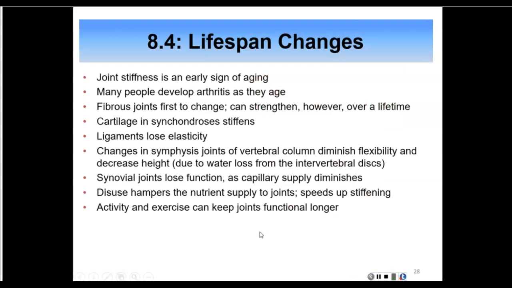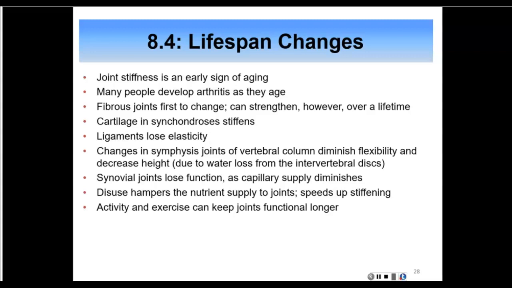Over the lifespan of a joint, they'll tend to start to stiffen as age comes on. Many people will develop arthritis, which is a stiffening of the joint. The fibrous joints are the first to change, and they can become a little stiff over a lifetime. Cartilaginous joints will also stiffen. Ligaments will lose their elasticity. And changes in the symphysis joints of the vertebral column will diminish flexibility, with some water loss and decreased height.